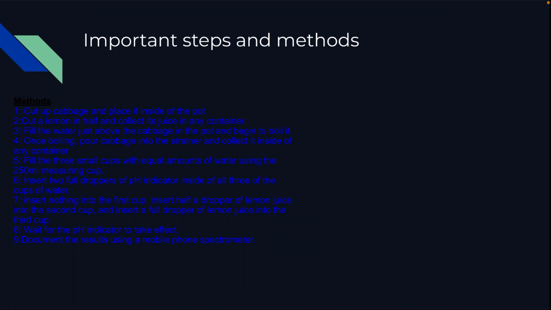So, important steps and methods. This covers all the steps, actually. Cut up the cabbage, place it inside of the pot, cut a lemon in half, collect its juice, and fill the water just above the cabbage in the pot to boil it. Once boiling, pour the cabbage into a strainer to collect the liquid inside any container.